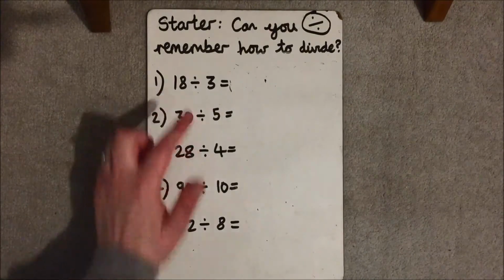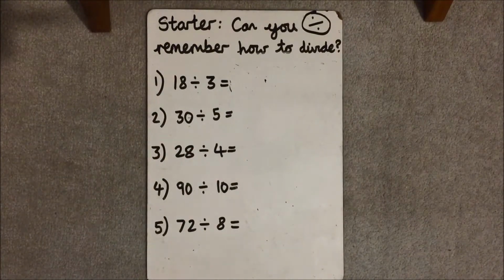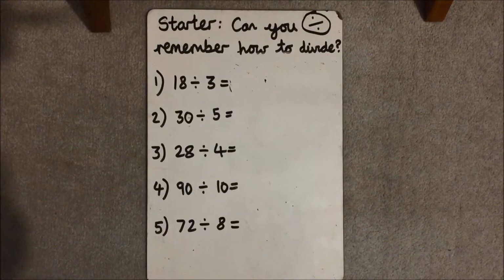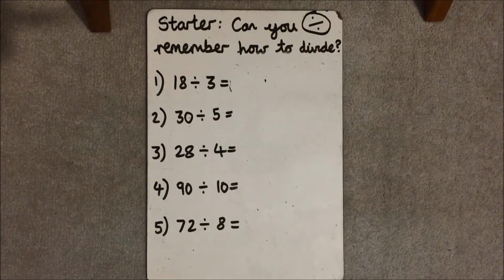So number 1 says 18 divided by 3. Now we did lots of different methods for division. All of them are good and work. But what was the quickest method? Pause the video, remind yourself. Did you remember it? I'm going to give you a clue.